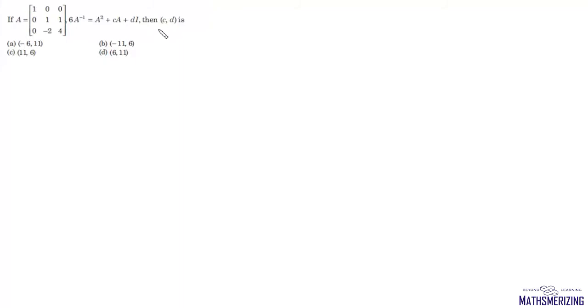Now one of the ways of solving this problem can be to find A square, A and then A inverse, and then put these matrices in this equation to calculate the value of C and D. Another way to solve this is using Cayley-Hamilton theorem. So first we'll find its characteristic equation. So its equation will be determinant of x minus 1, 0, 0, 0, x minus 1, minus 1, 0, 2, and x minus 4, and this determinant must be 0.